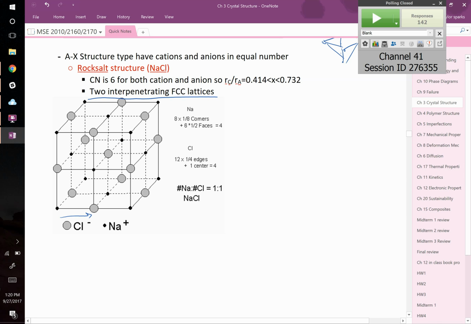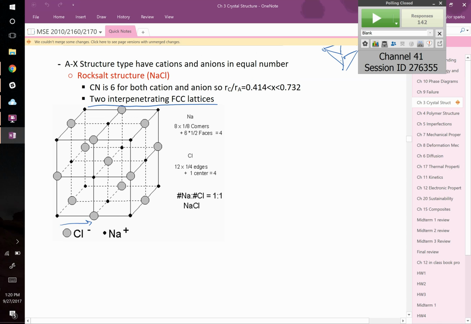Is that easy to see? If we draw another unit cell over right here, that would now be the lattice parameter. So you would have corner atom, corner atom, corner atom, corner atom, and that would now be a face atom on that front face. So this is just two interpenetrating FCC lattices. Okay. Any questions on the rock salt structure?